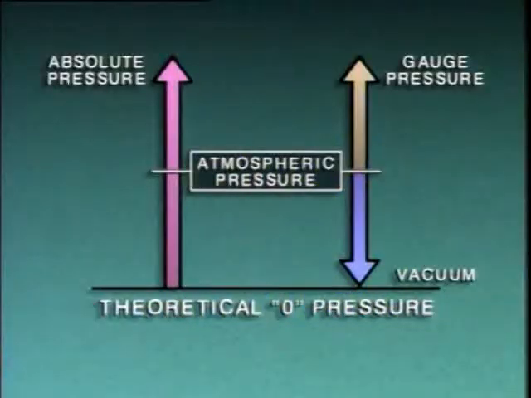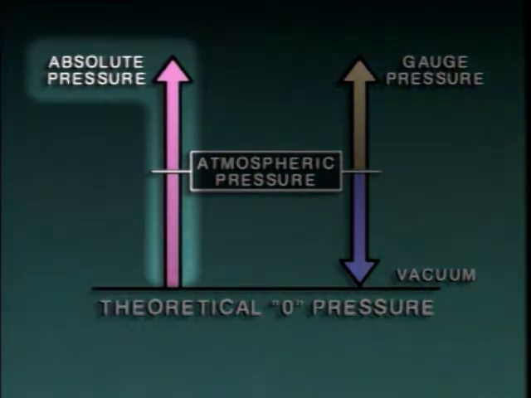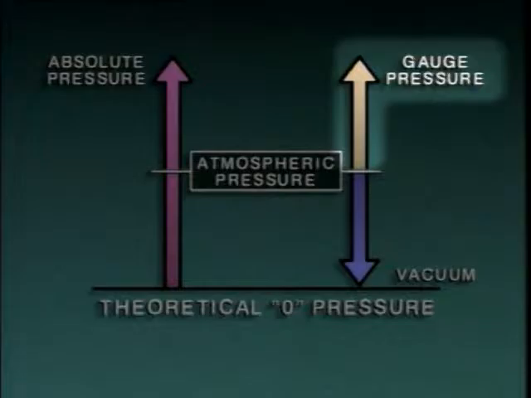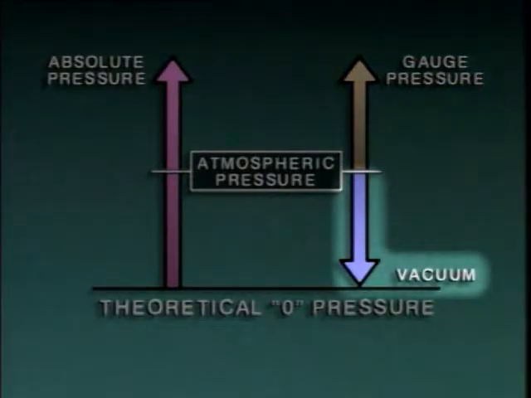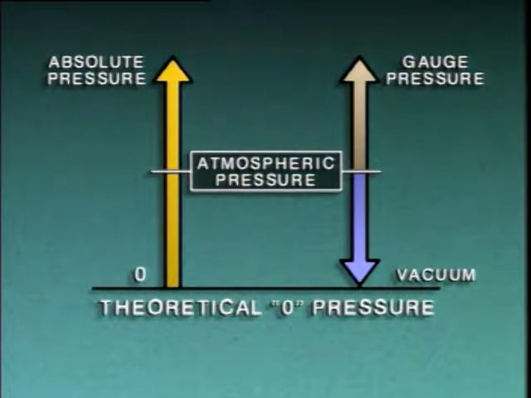walls of the container. The way that atmospheric pressure is taken into account depends on the scale used to measure the pressure. 3 scales commonly used for pressure measurements are the absolute pressure scale, the gauge pressure scale, and the vacuum scale. The absolute scale begins at theoretical zero pressure, a condition of no pressure and a total absence of air. On the absolute scale, atmospheric pressure is 14.7 pounds per square inch absolute, or PSIA.